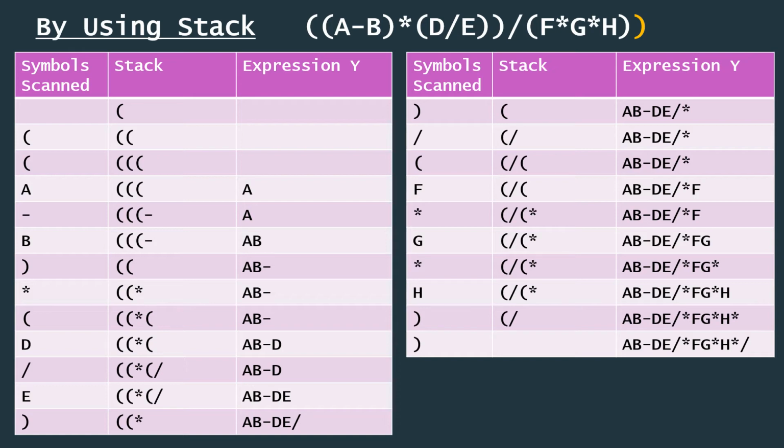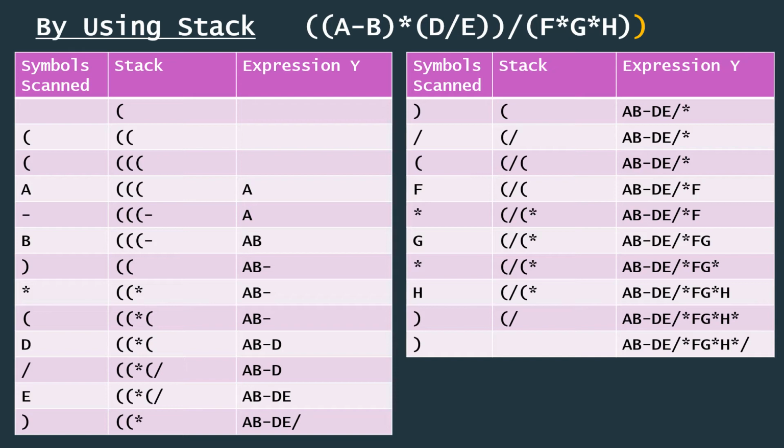A is one operand which will go to expression. Minus is one operator which will go to the stack. B is another operand which will go to expression. And right parenthesis, when it will be encountered, then the operator from the stack will be popped. There is one operator which is minus that will be popped and appended with the expression, and the consecutive left parenthesis will be resolved or removed. So now the stack is having only two left parentheses.